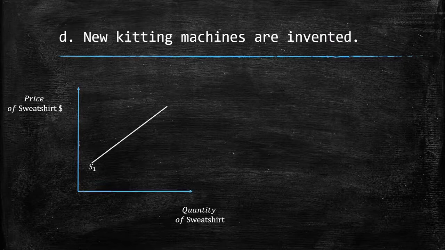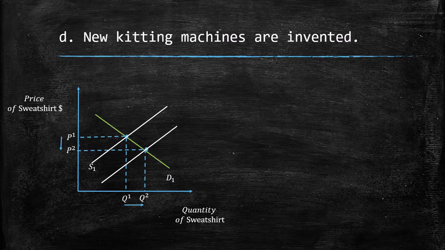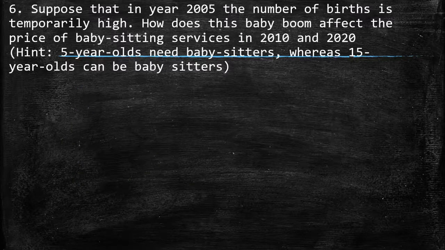Okay, new knitting machines are invented. So we are thinking about the supply side. Because of the technological advance, there's going to be a shift to the right for the supply. So what is the consequence? It's going to be a decrease in prices and an increase in quantities.